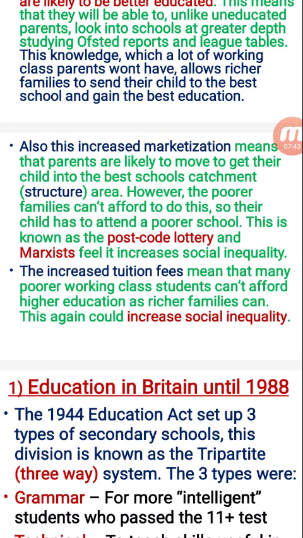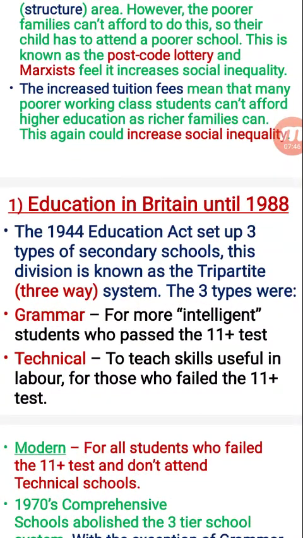Next is education in Britain until 1988. What was there? There were three different sections. A tri-partite system was there. We look into that one. Before 1988, what was existing? The Reform Act was introduced in 1988. The 1944 Education Act set up three types of secondary schools. This division is known as the tripartite, three-way system. The three types were grammar school, technical school, and modern school.